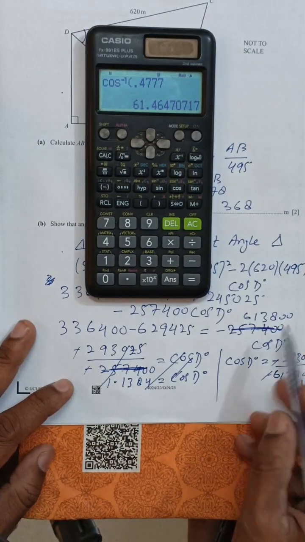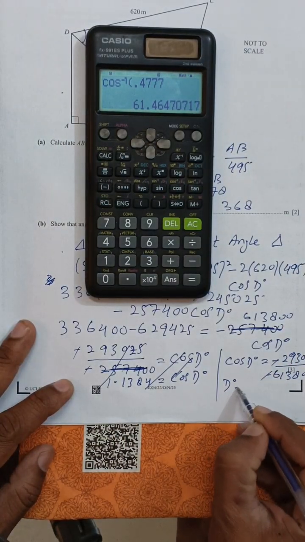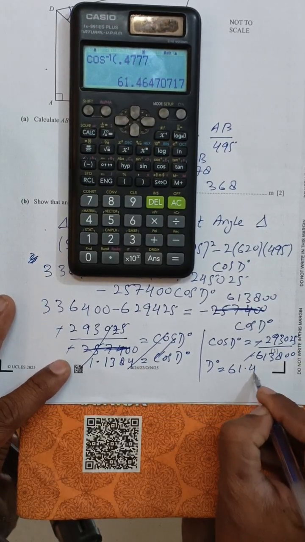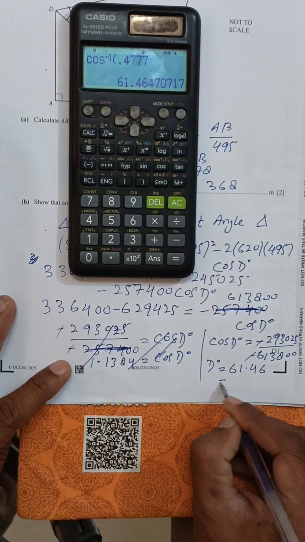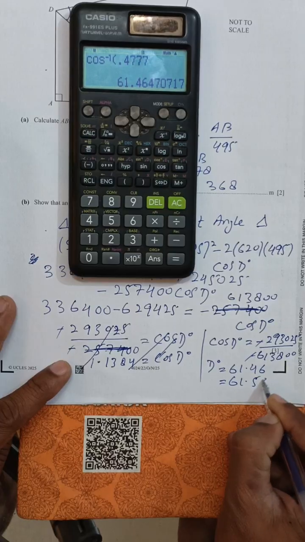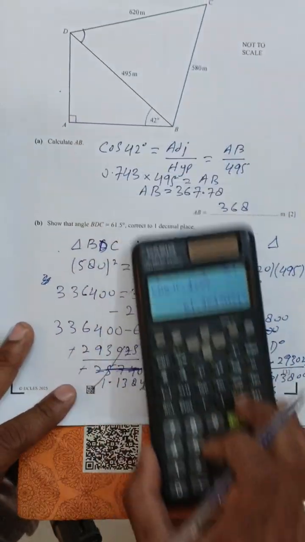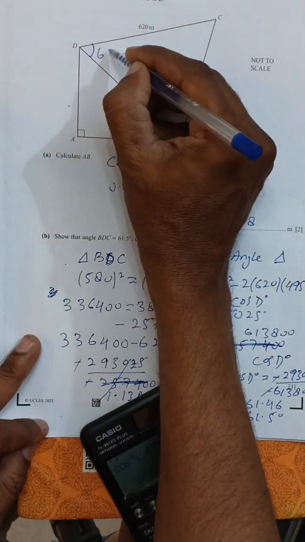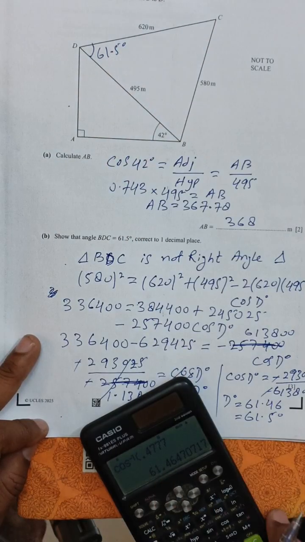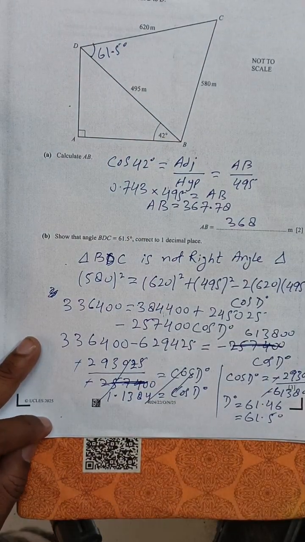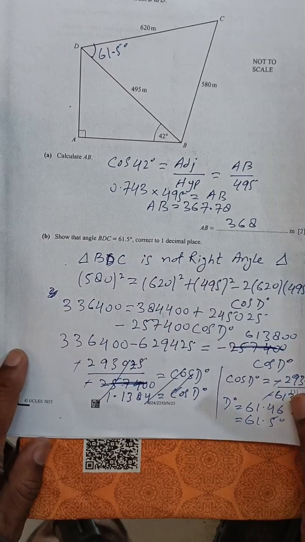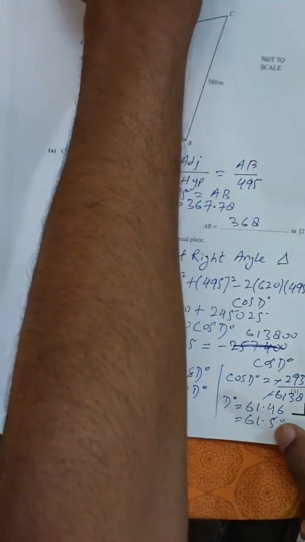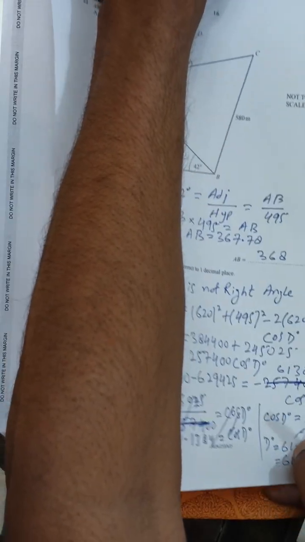Okay, so D degree is 61.46, that is equal to 61.5 degrees. Okay, so angle D is proved. Now it is 61.5 degrees. We have calculated this one. You got my point? Okay, sorry for the disturbance because there was some calculation mistake.